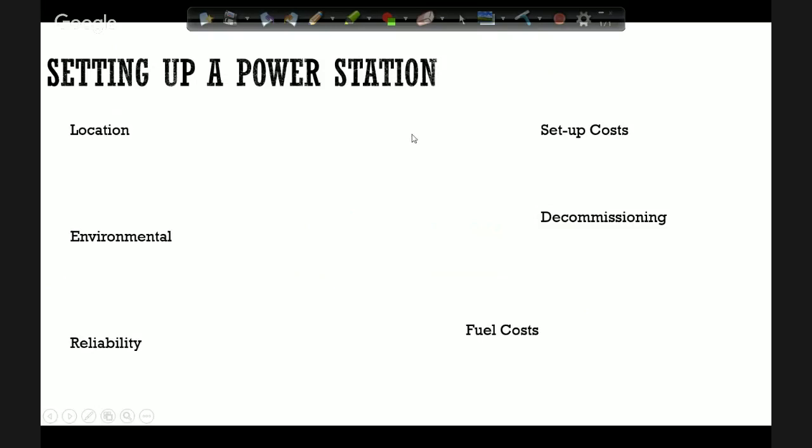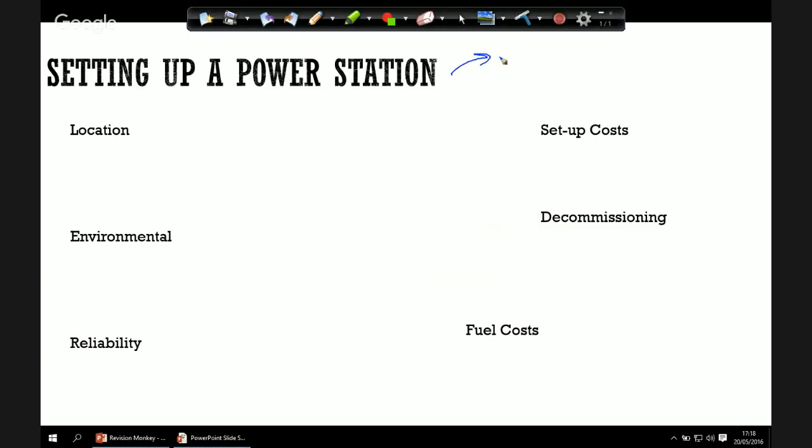Okay, with setting up a power station then, you might want a power station for your local area or for a new island or something like that, and you need to think about whether it's best to have a renewable power station, so maybe one that's run by wind or hydroelectric or something like that, or whether you would want a non-renewable power station. So in the exam, they might give you a scenario of a certain city or a certain place or an island that needs electricity, and you need to think about the most appropriate one for that place.